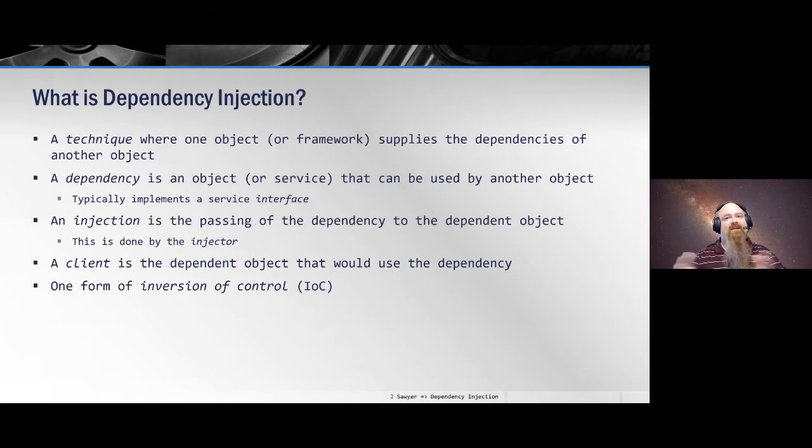The client is that dependent object that will use the dependency, and it is one form of inversion of control, or IOC. Why is that? Because typically, when we're building applications, it is the client that controls its dependencies. It will instantiate them by saying, I want a new bank repository. In this case, that's not what's happening. The control is being handled by the framework, and the framework is passing it the repository that it's going to use.